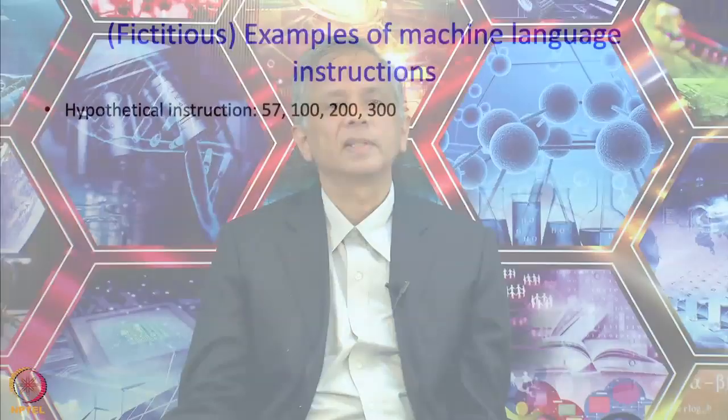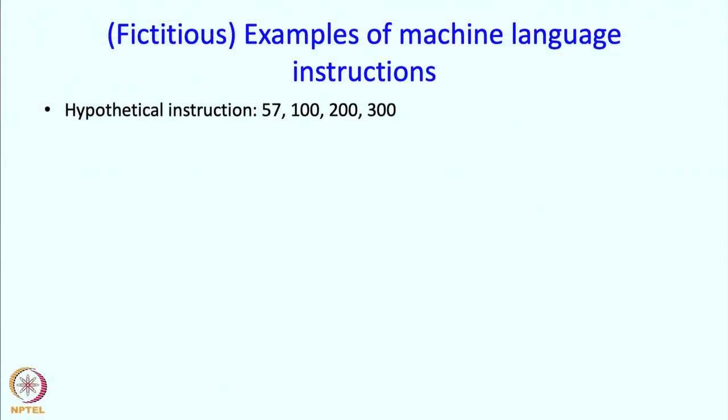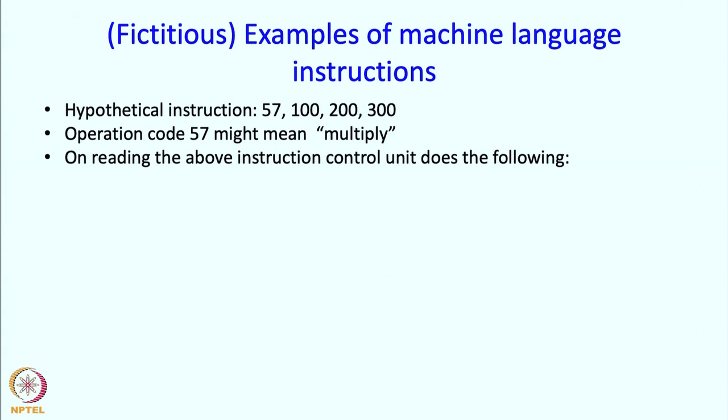So my hypothetical instruction consists of these four numbers. The first number, 57, is what we call the operation code, and this might mean multiply, for example. Let's say it means multiply. Then on reading the above instruction, and assuming that the instruction is in the format that we described on the previous slide, what should the control unit do?